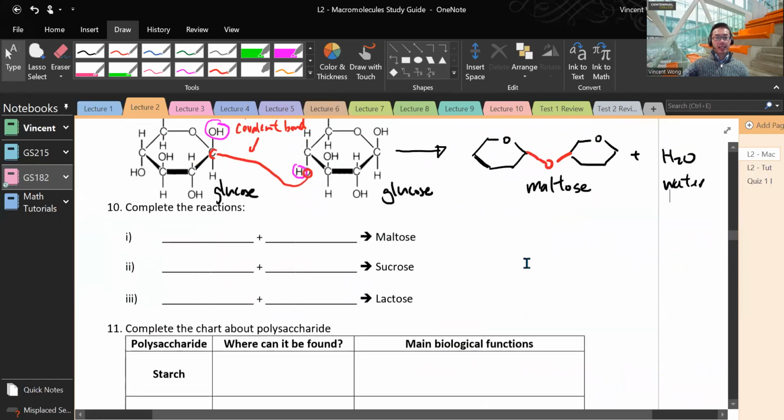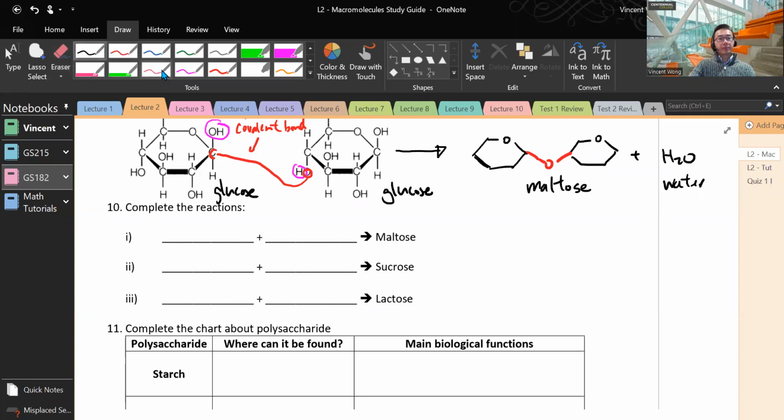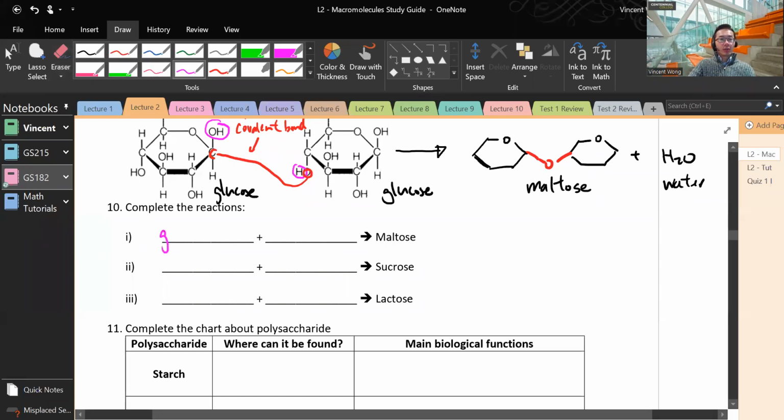Okay, let's see. Complete the reactions. So we have 3 reactions here. We want to get maltose, sucrose, and lactose. So the maltose is glucose plus glucose. For sucrose, it is also glucose, but this time we're going to add fructose. All this is in the PowerPoint. And then finally, to get lactose, which is what you'll find in milk and dairy products, you would get glucose and galactose.